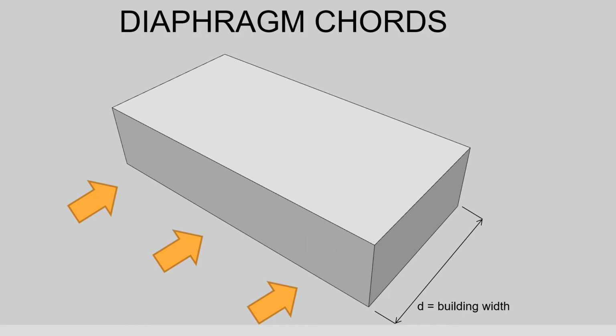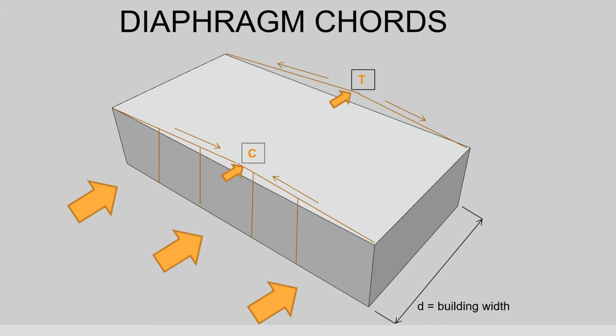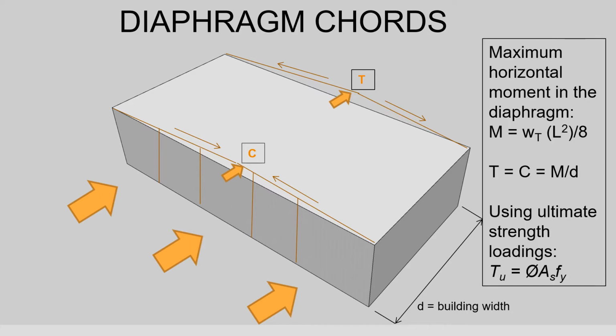When the diaphragm transfers the load to the shear walls, it is acting as a horizontal beam. The bending creates tension and compression in the chords. The flexibility of the diaphragm will also determine how much the top of the walls are displaced. The moment developed can be resolved to determine the actual chord forces. If strength level loads are used, the area of reinforcement in the diaphragm chords can be determined.